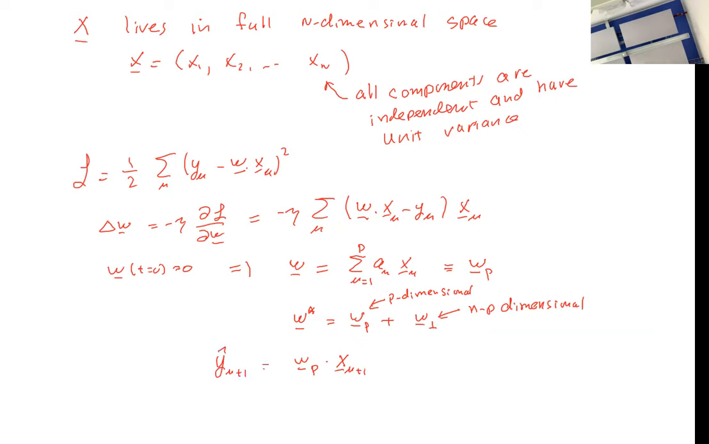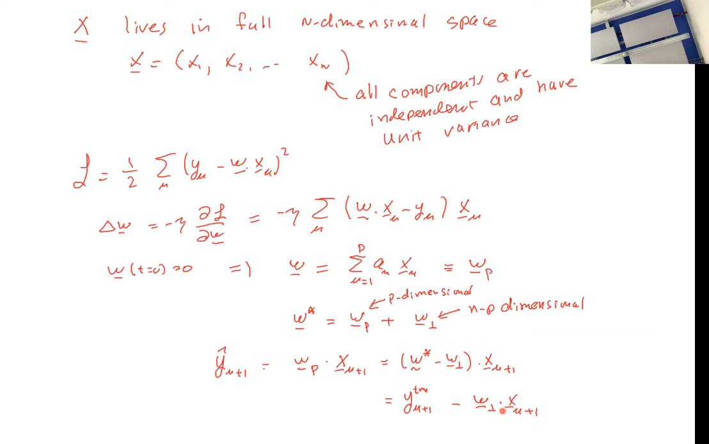Given what we've trained so far, it can only be that. And this is equal to W P dot X mu plus one, which is W star minus W perp dot X mu plus one. And W star dot X is Y mu plus one star, the true value, minus W perp dot X mu plus one. And this quantity, this is N minus P dimensional, this can be big. In fact, if P is small, this is huge. And it's a completely random number relative to what it should be.